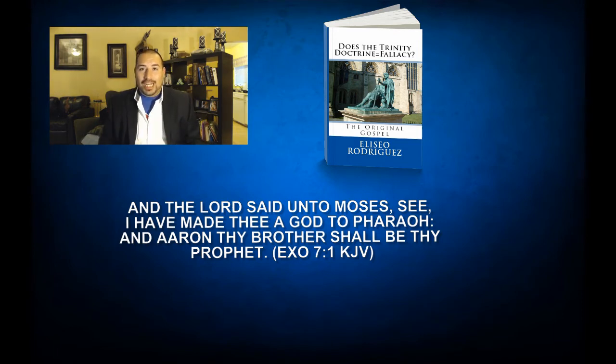Listen to what God has said here. God is saying, Moses, I have made thee a god to Pharaoh. The Bible is saying that the Father is appointing a human man god to another human being. Okay? Listen to the verse again. And the Lord said unto Moses, see, I have made thee a god to Pharaoh. Now, are we saying that God has appointed another god? Are we saying that Moses has been elevated to the height of God himself?